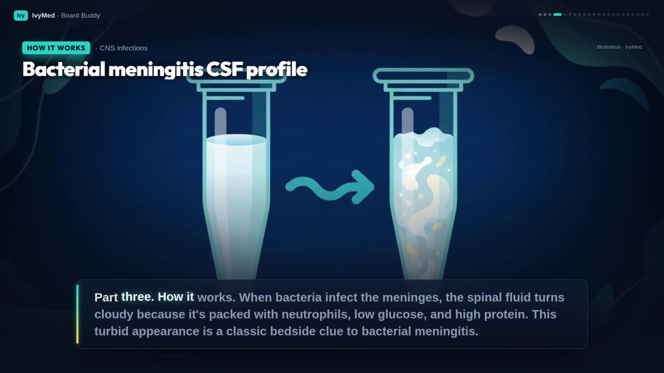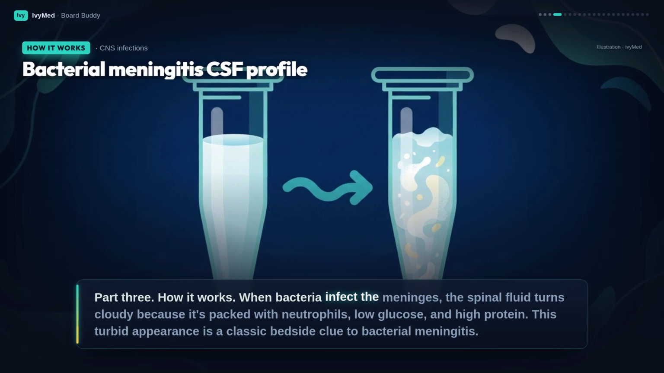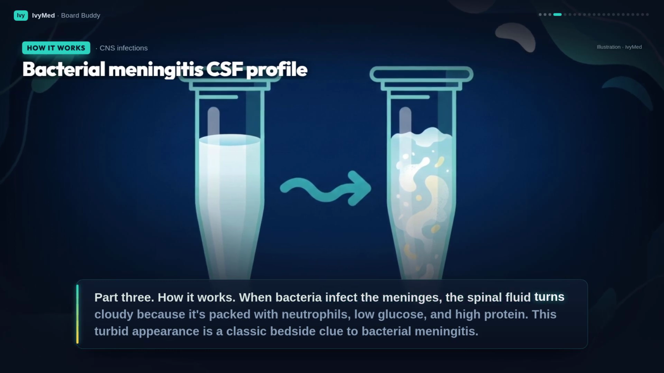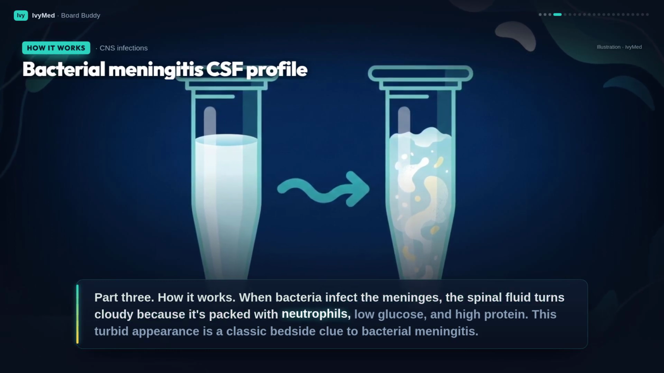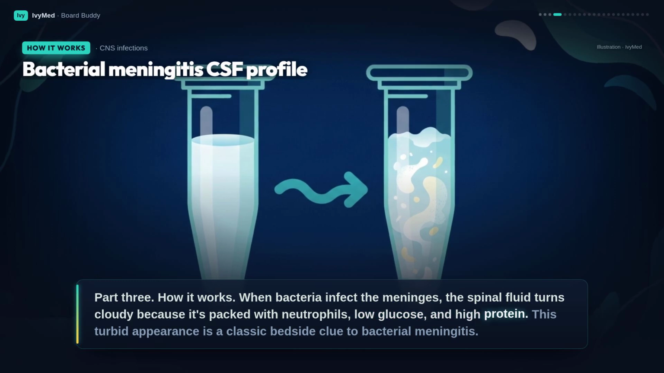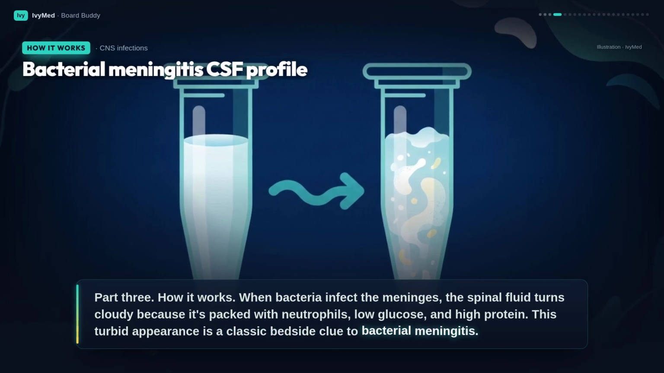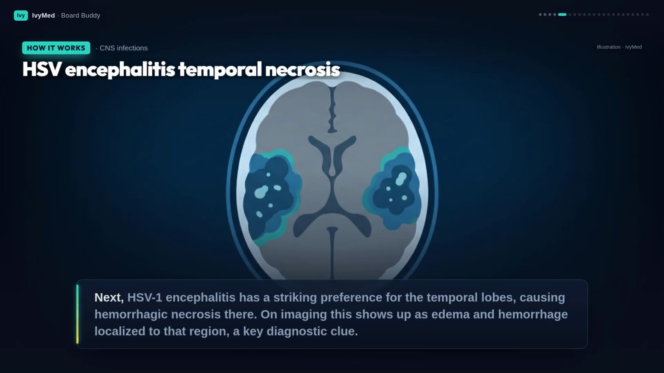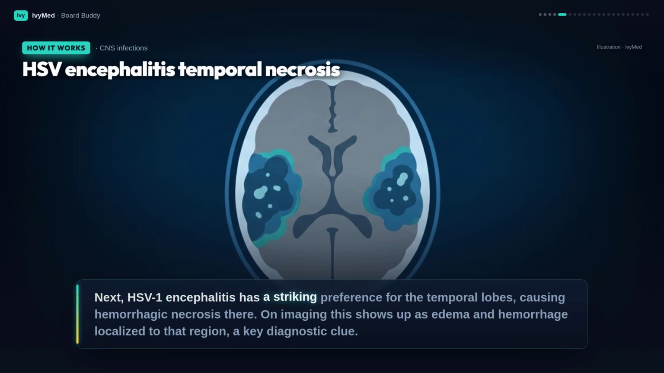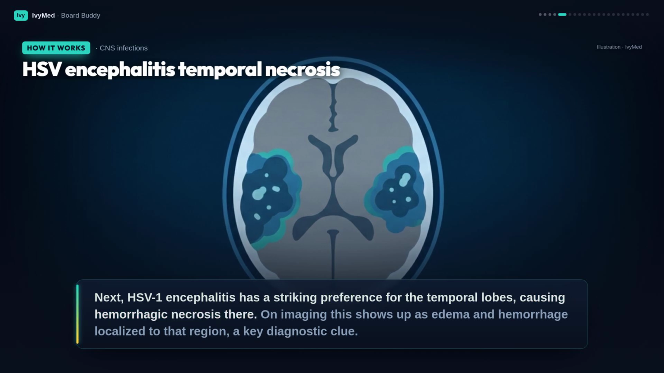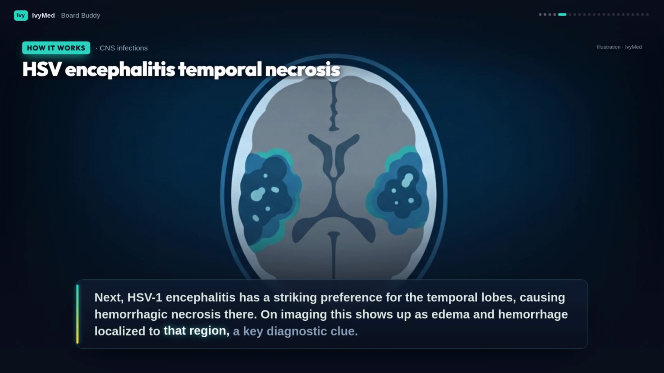Part 3. How it works. When bacteria infect the meninges, the spinal fluid turns cloudy because it's packed with neutrophils, low glucose, and high protein. This turbid appearance is a classic bedside clue to bacterial meningitis. Next, HSV-1 encephalitis has a striking preference for the temporal lobes, causing hemorrhagic necrosis there. On imaging, this shows up as edema and hemorrhage localized to that region, a key diagnostic clue.